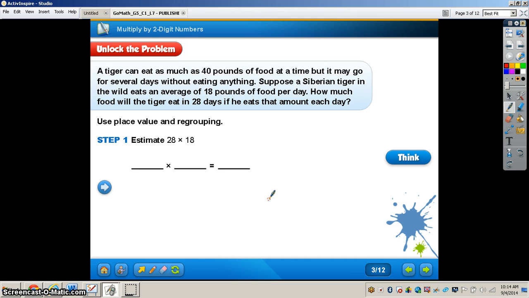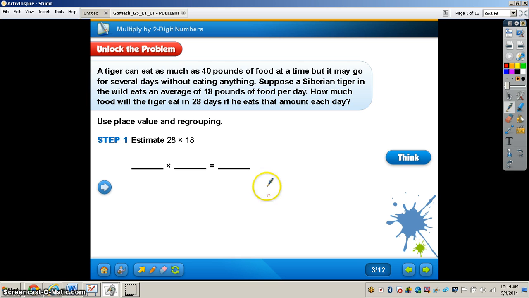Now let's take a look at the problem that we're going to unlock on the top of page 31. It says a tiger can eat as much as 40 pounds of food at a time, but it may go for several days without eating anything. Suppose a Siberian tiger in the wild eats an average of 18 pounds of food per day. How much food will the tiger eat in 28 days if he eats that amount each day?